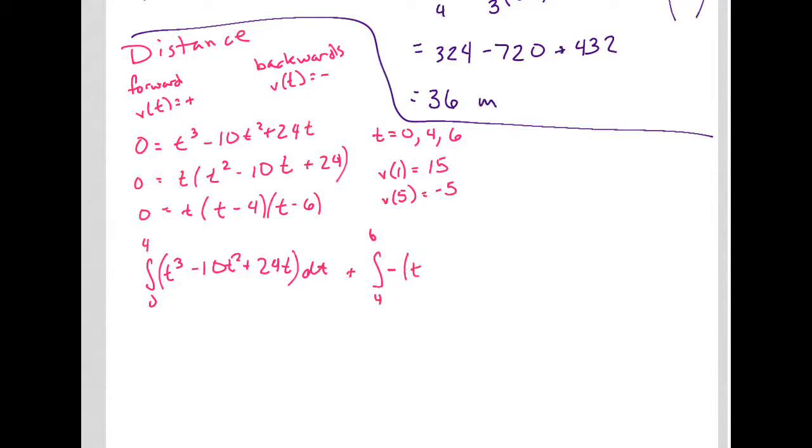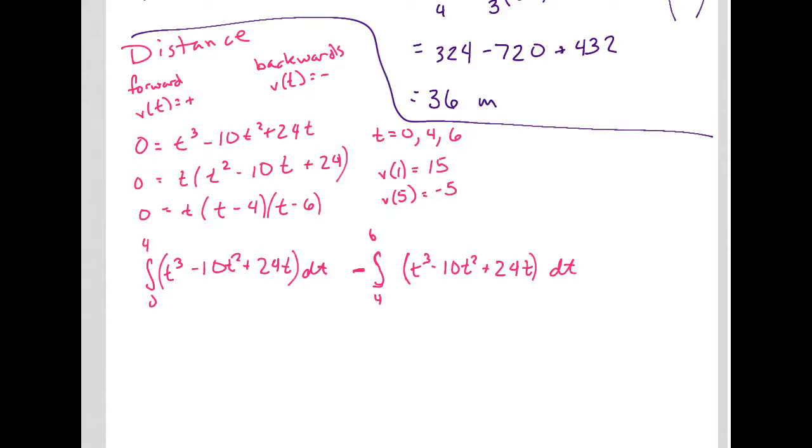So it's negative t cubed minus 10t squared plus 24t dt, which then you can pull that negative sign out in front. And so we can turn that plus into a minus. This will just turn this whole piece into a positive value, because you want to remember, for total distance traveled, you want to do this distance plus this distance. Even though it's a negative velocity, we want to add a positive distance here.